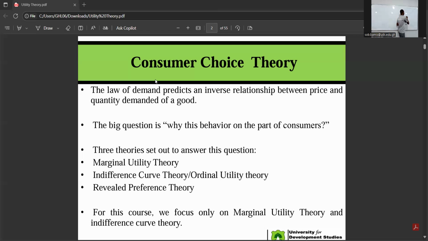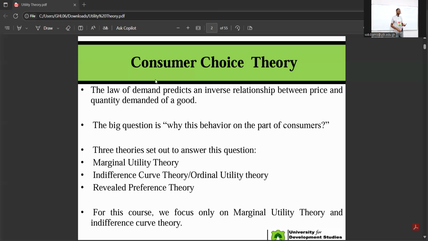And they believe that utility is a cardinal concept. We have already looked at that here. They believe that utility is a cardinal concept. In other words, it's a quantitative phenomenon. We can measure it in units known as utils or money.